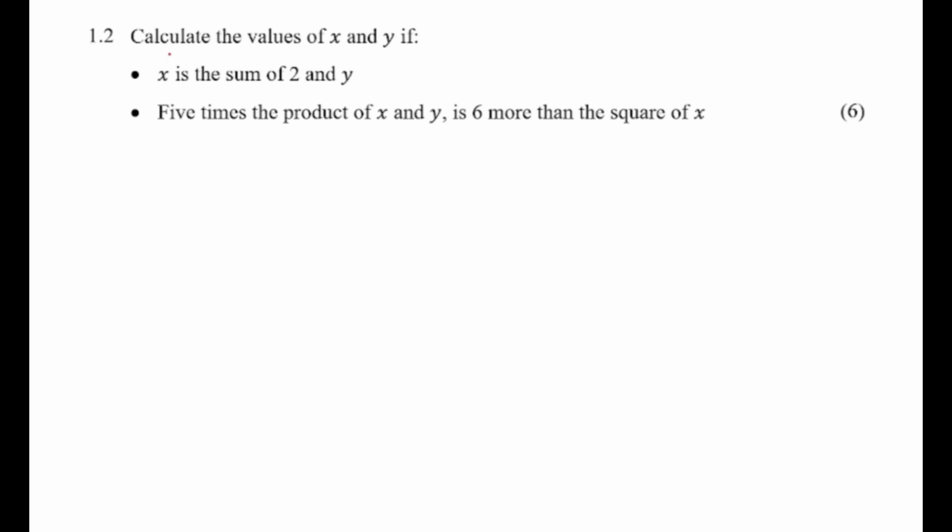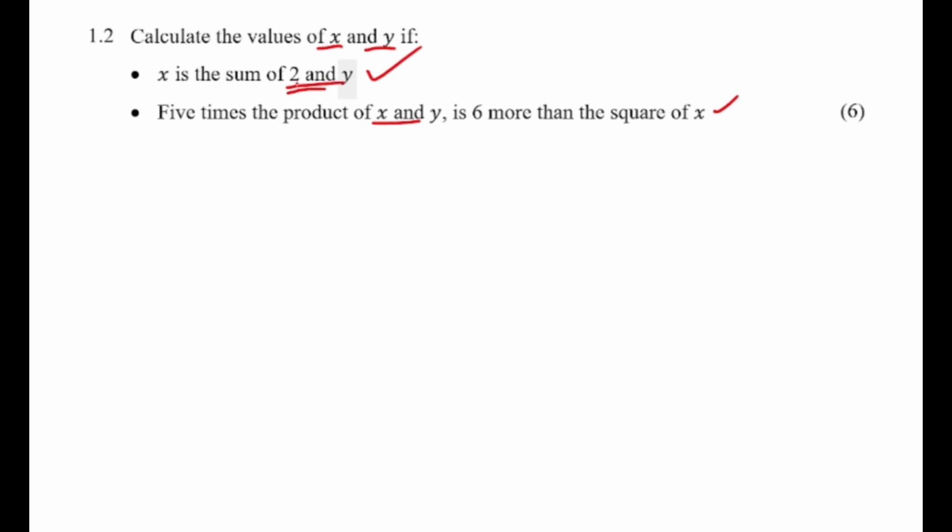Welcome back. Let's do question 1.2. It says calculate the values of x and y if x is the sum of 2 and y, and then 5 times the product of x and y is 6 more than the square of x. So we have to start by creating two equations from these two points here.